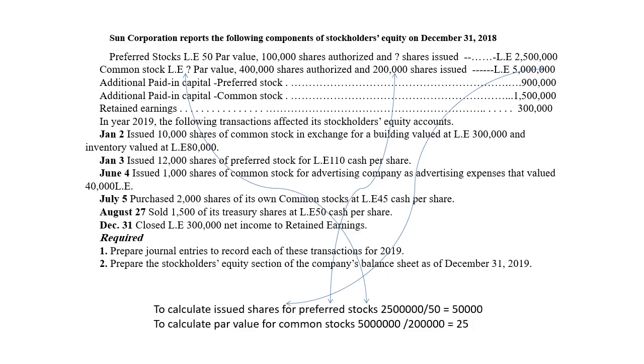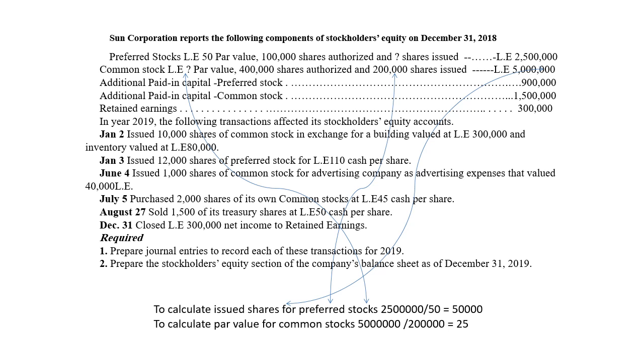In this exercise, you are given the stockholders' equity part from a balance sheet of December 31, 2018. This is the owner's equity part of the balance sheet at the end of the year. And you are given transactions that happened during the year. You are required to journalize the transactions, and then prepare the stockholders' equity section of the balance sheet at the end of the next year, 2019.